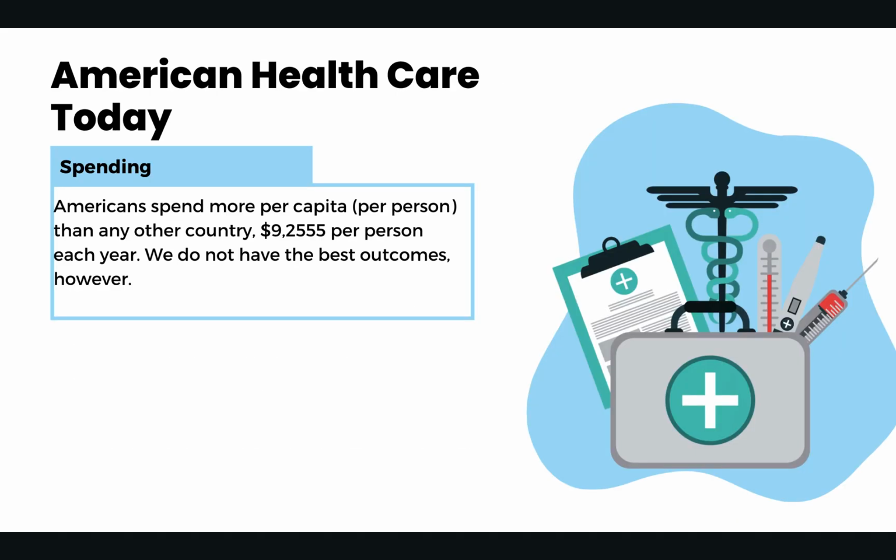Looking at the American healthcare system today, in spending, we spend more per person than any other country in the world. There's a typo there. It should be $9,255. I've got an extra 5. We don't have the best outcomes, though. Even though we pay the most in healthcare, we don't get the best results compared to other countries.